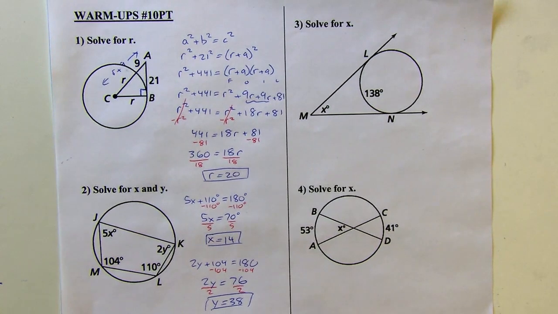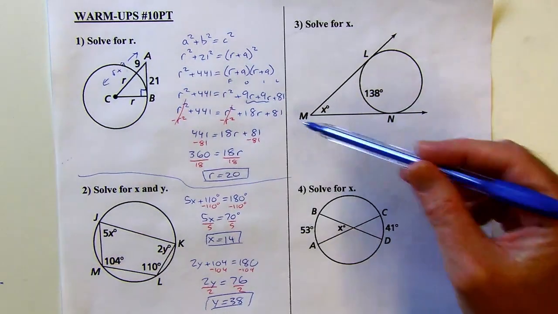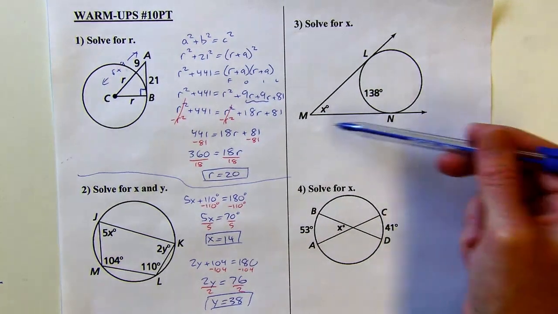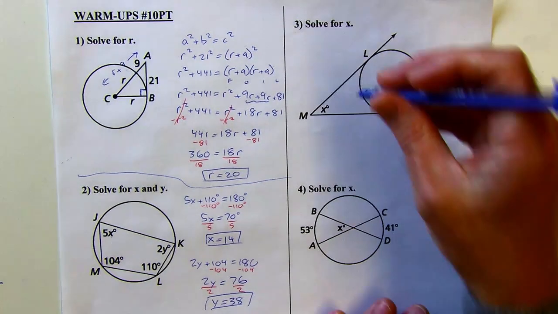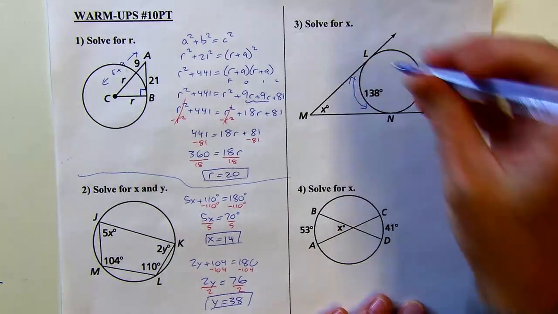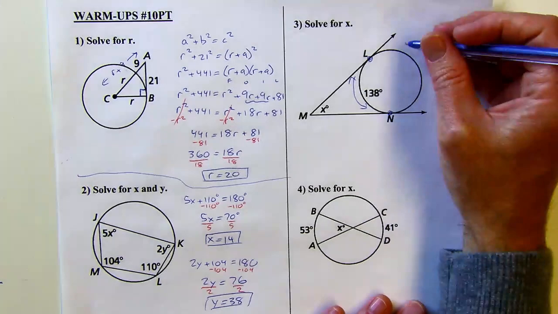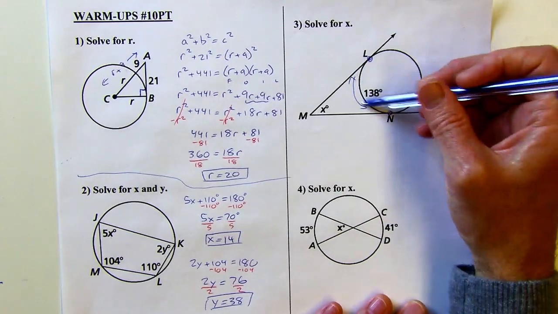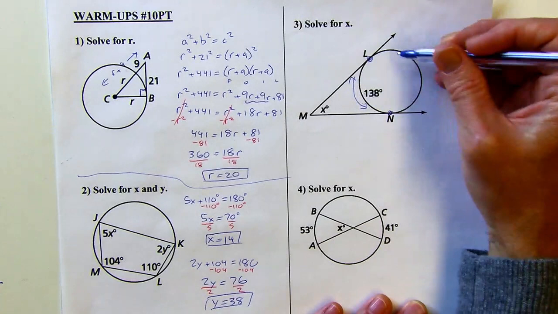So next up, I've got a circle, and then I've got these two tangent lines that are going to intersect outside the circle. When that happens, I've got two arcs. So this is one of my arcs, where the 138 goes from point L to point N. But I'm also going to need this arc. I call this one the small one because it's going to be smaller than this arc. So this is my small arc's 138.